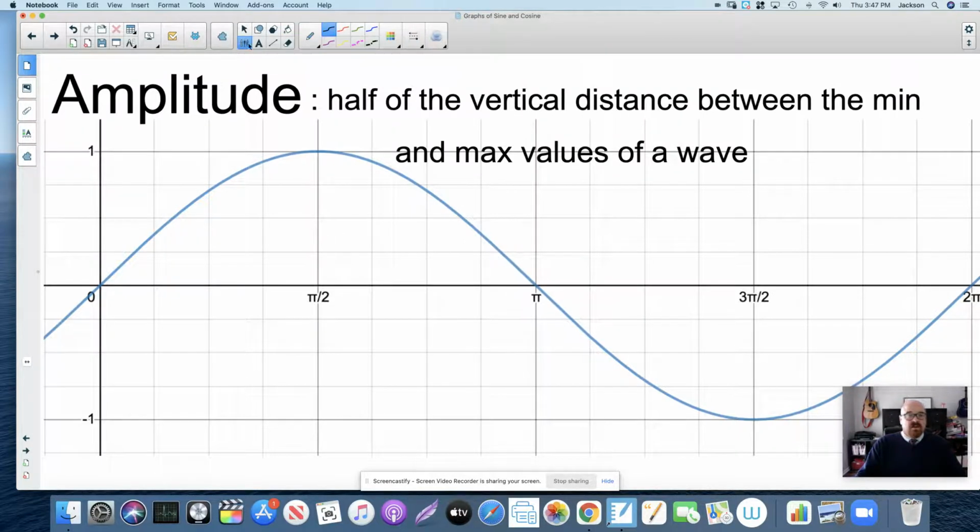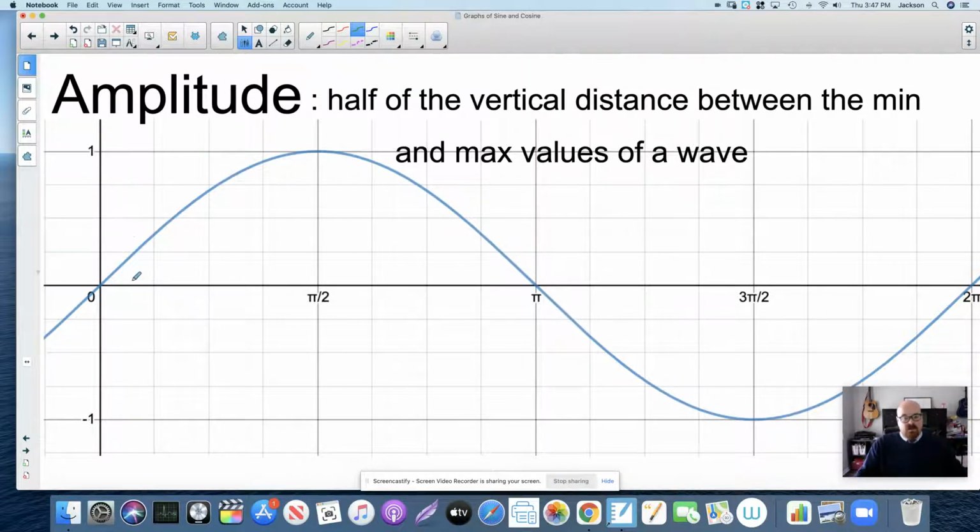All right, and so I've got the definition here. You can pause and write this down. I'm going to refer to this a couple times. The amplitude of a wave is half of the distance between its max and its min. So we're only looking this way. How high up and down does the wave go?